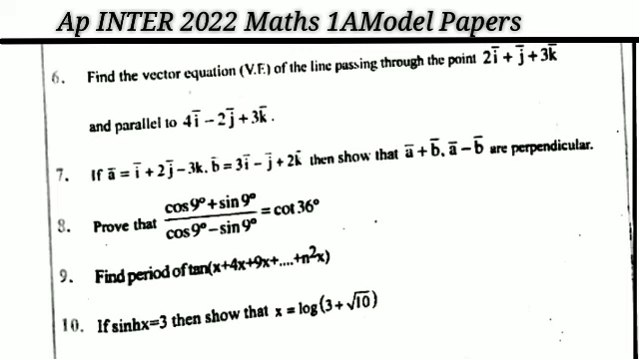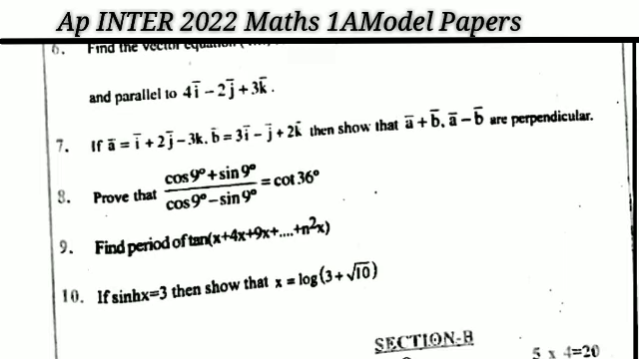cot 36. Next one, find the period of the function tan x plus tan 4x plus tan 9x and so on, tan n square x. What is the period of the tan ax formula? Pi by mod a. So this is the formula for the period of tan ax.